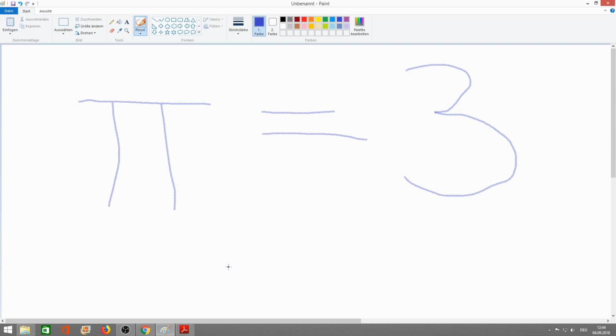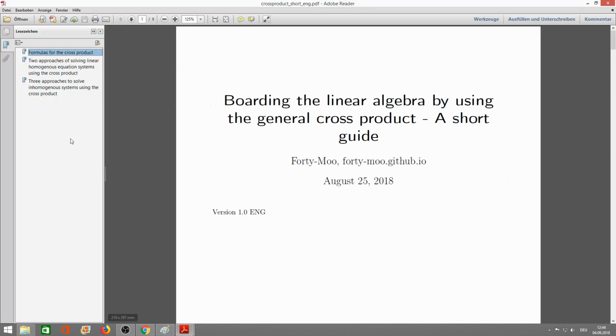The approach in the video and lots of other things can be found in my short guide about the cross product in a much more general way. Basically, you can solve any linear equation system using only the cross product. You can solve homogeneous equation systems, inhomogeneous systems, you can even invert a matrix by using the cross product.